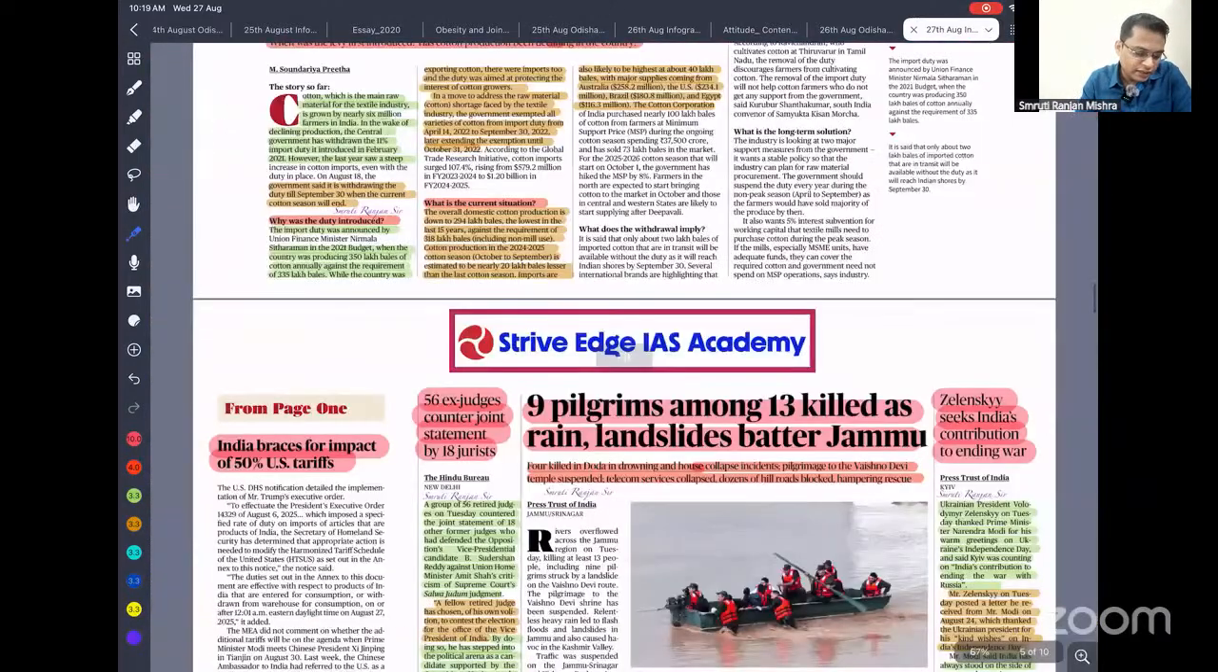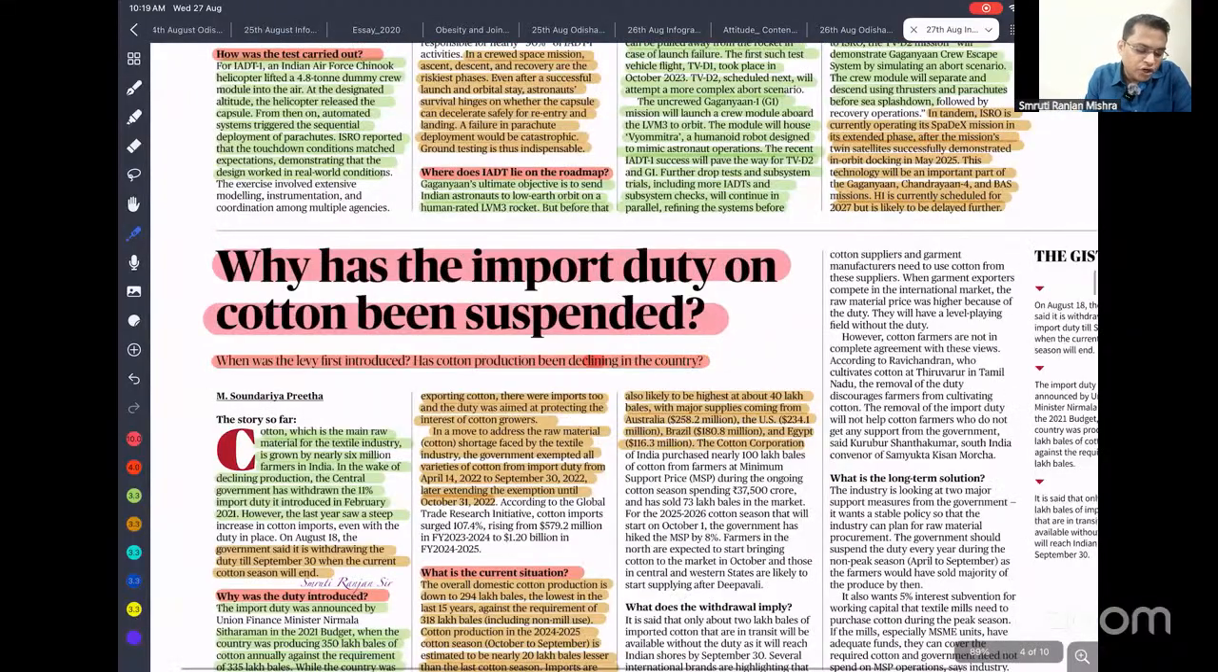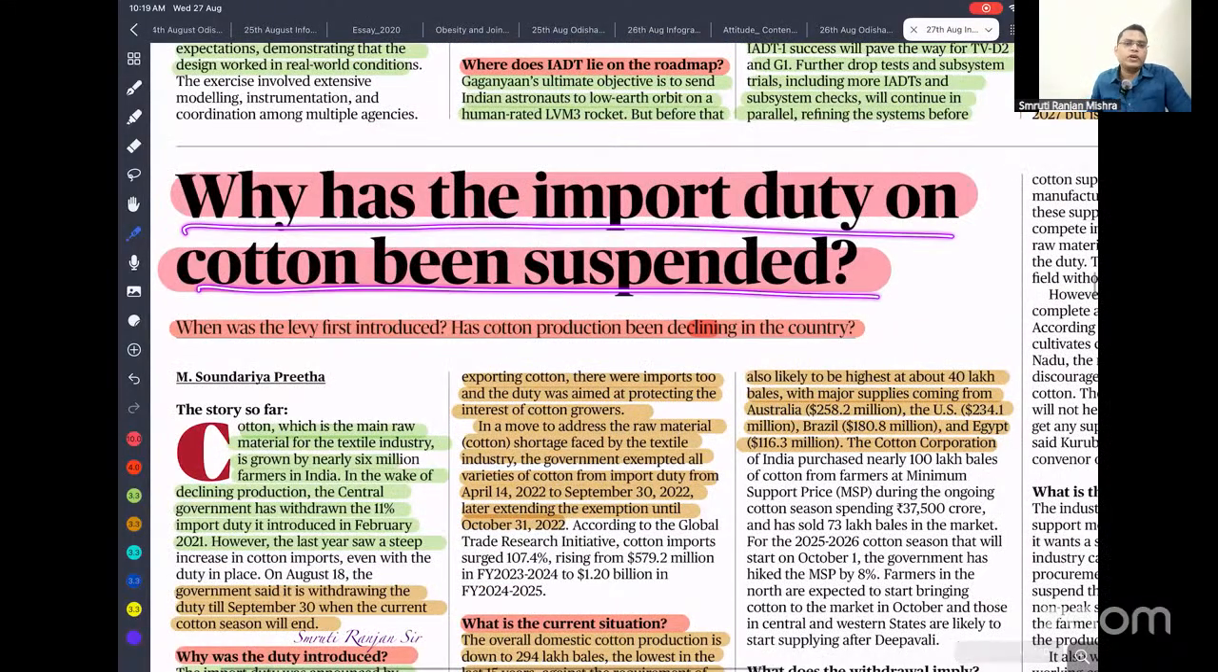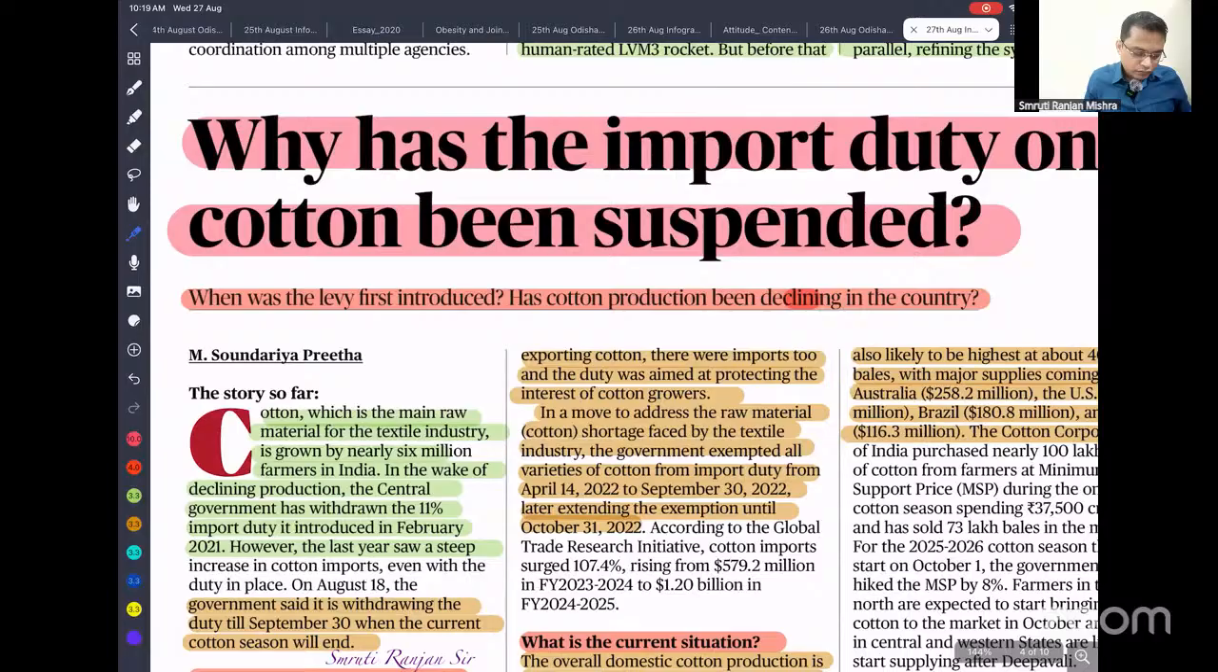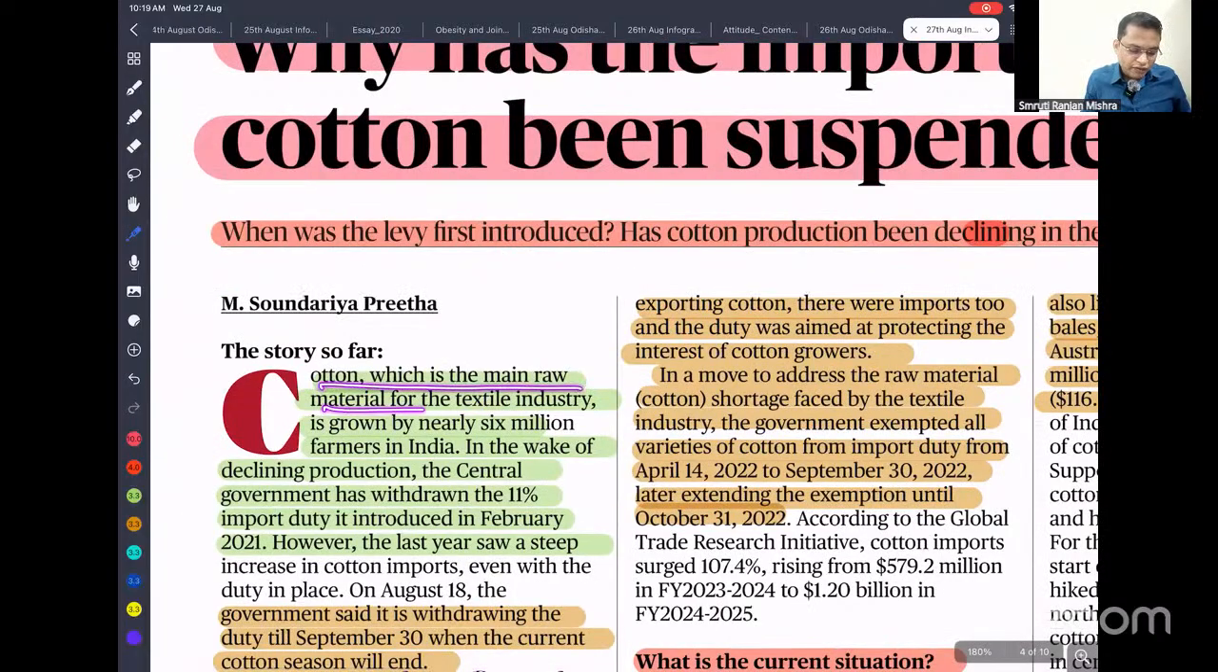Let's see the next article. Why has import duty on cotton been suspended? If you look into that, what is the status of cotton production, and which country is the largest producer of cotton in the world? Let me see how many of you know which country is the largest producer of cotton in the world. Cotton is the main raw material for the textile industry in India. This data is very important.